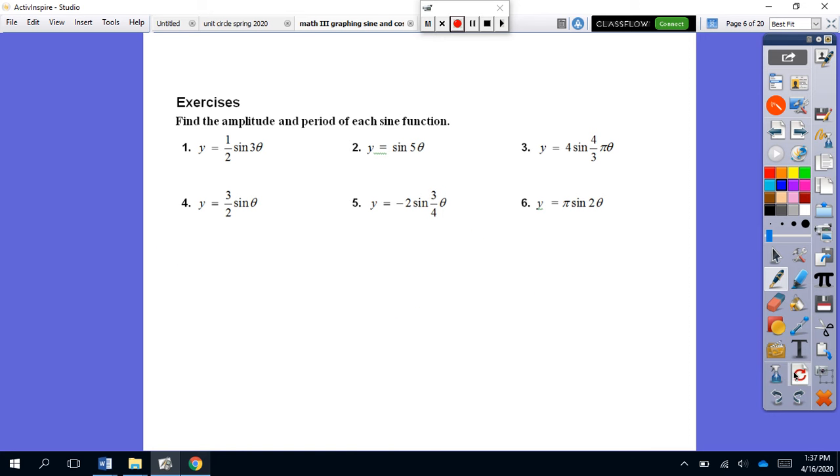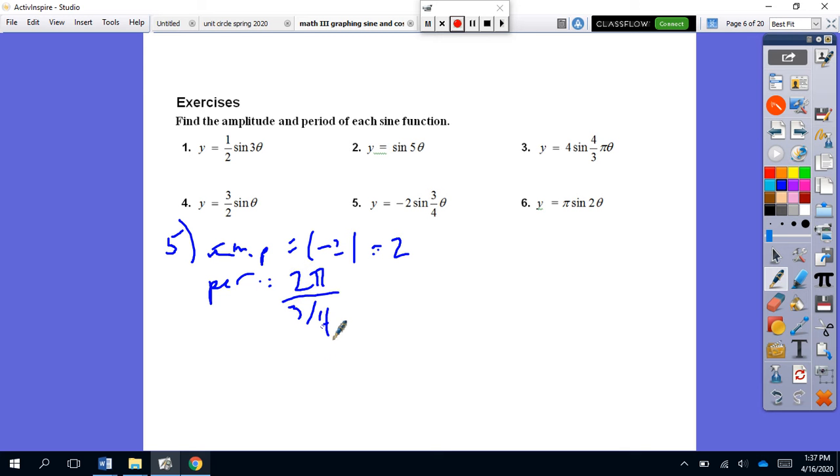Number 5, the amplitude is the absolute value of negative 2, so it's just 2. And the period, b is 3 over 4, so 2 pi over 3/4. You multiply 4 times 2, you get 8 pi over 3. And then number 6, the amplitude is just pi. The period is 2 pi over 2, which is just pi.